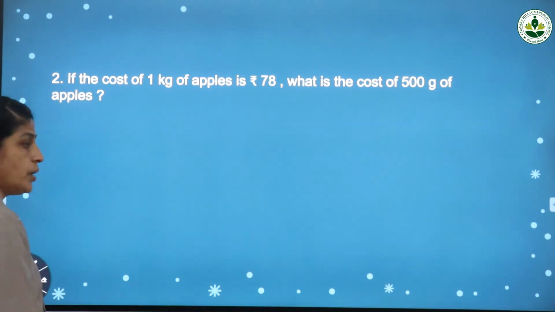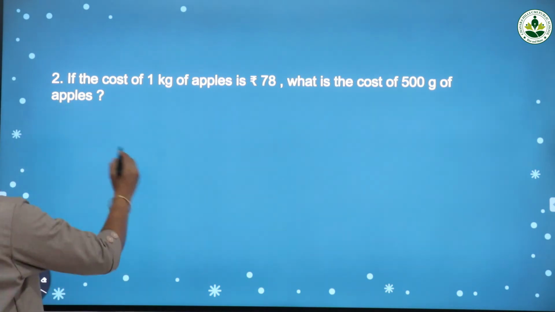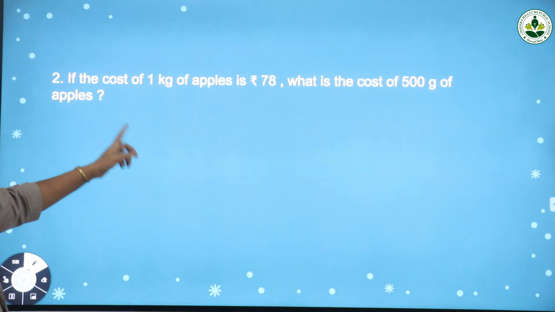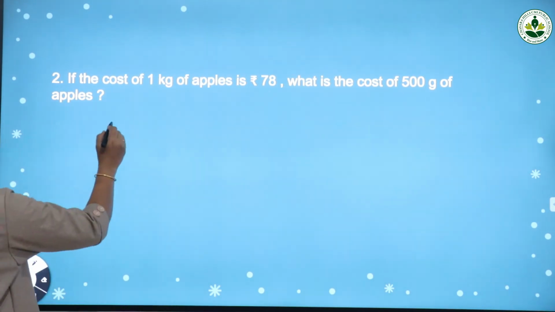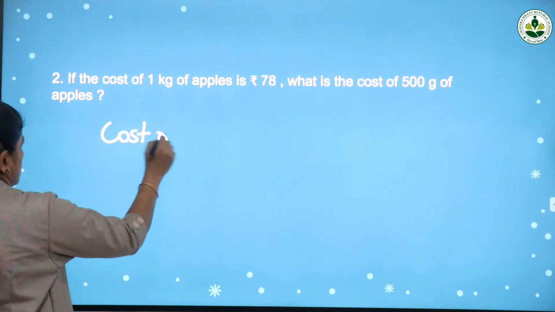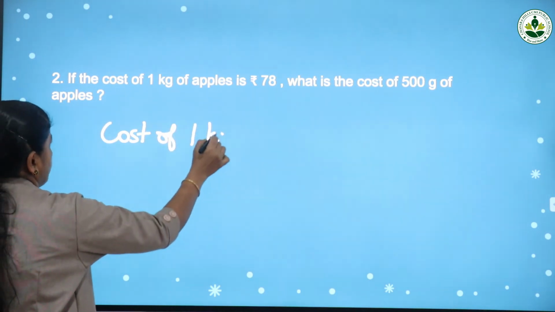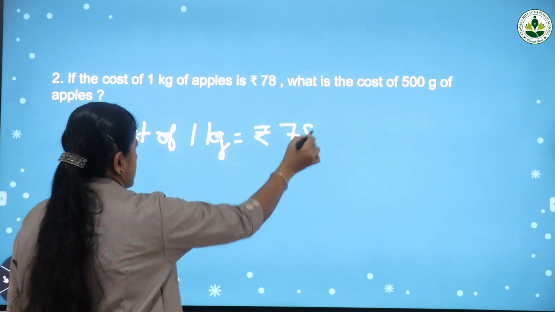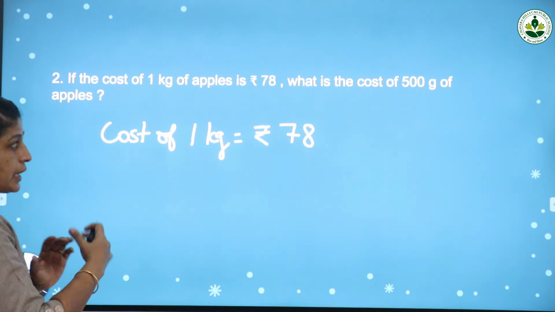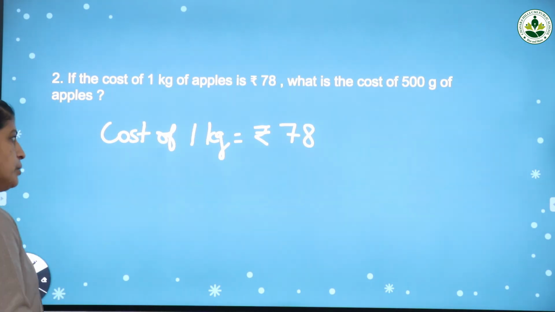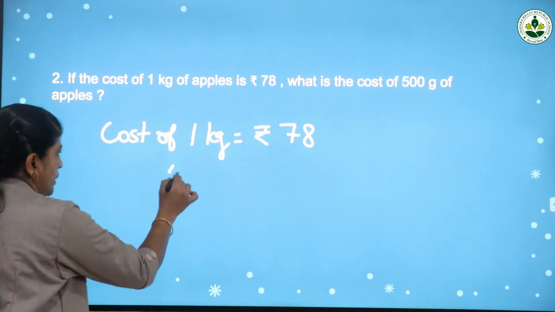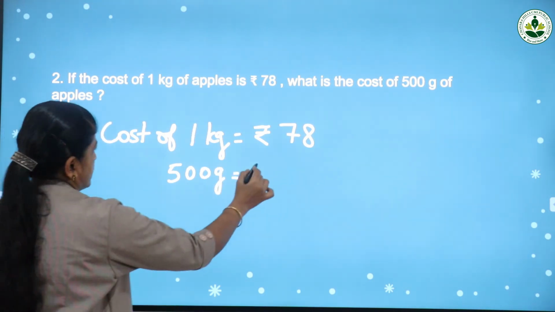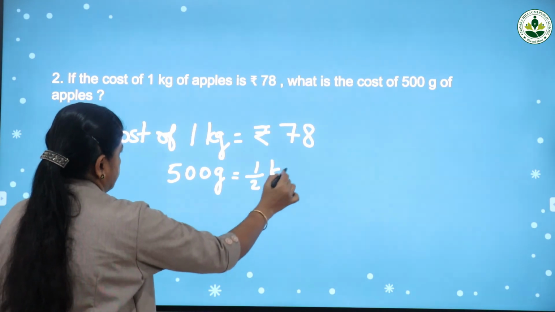Therefore, here also we need to write the steps. What will be the first step? Cost of 1 kg of apples. Cost of 1 kg is equal to 78 rupees. Then convert 500 gram to kilogram. 500 gram is equal to how many kilogram? That is equal to half kilogram.